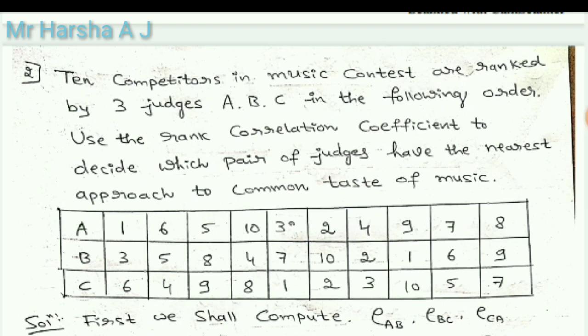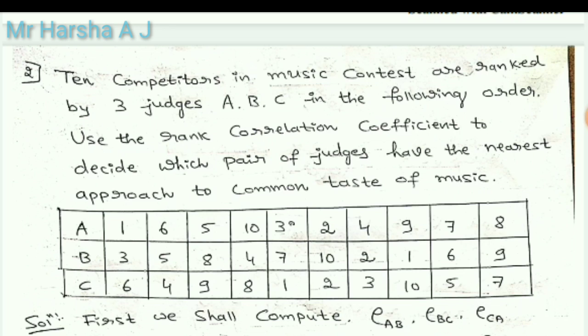You just see, say judge A, for the first participant, announced first rank. But judge B gave third rank, and C gave sixth rank. So altogether there are 10 participants, and they have given 10 ranks. Now the question is, I want only 2 judges, not 3. Either A, B, or A, C, or B, C. But they should have common taste, right?